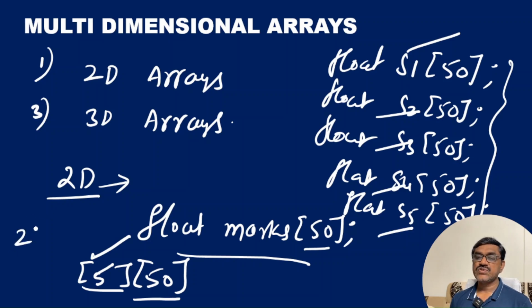So this is known as a two-dimensional array. In this case, we declare an array of type float, and you can give any name, like float a of 5, 50. So this is the two-dimensional array. In this type of context, we need the concept of two-dimensional arrays.